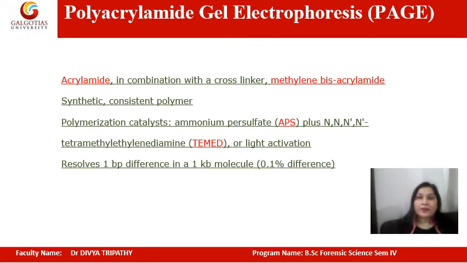Now, another type of gel electrophoresis is PAGE, and the full form of PAGE is polyacrylamide gel electrophoresis. Acrylamide is used in combination with a cross-linker, methylene bisacrylamide. This is a synthetic polymer, used with polymerization catalysts named ammonium persulfate plus N,N,N',N'-tetramethylethylenediamine, in short known as TEMED, or light activation. It can resolve a 1 bp difference in a 1 kb molecule, and the percentage difference is 0.1.